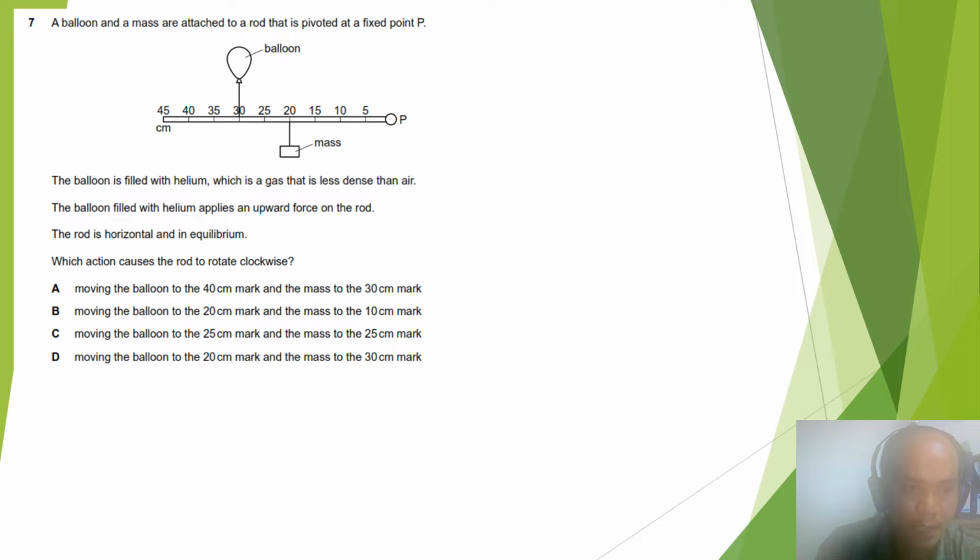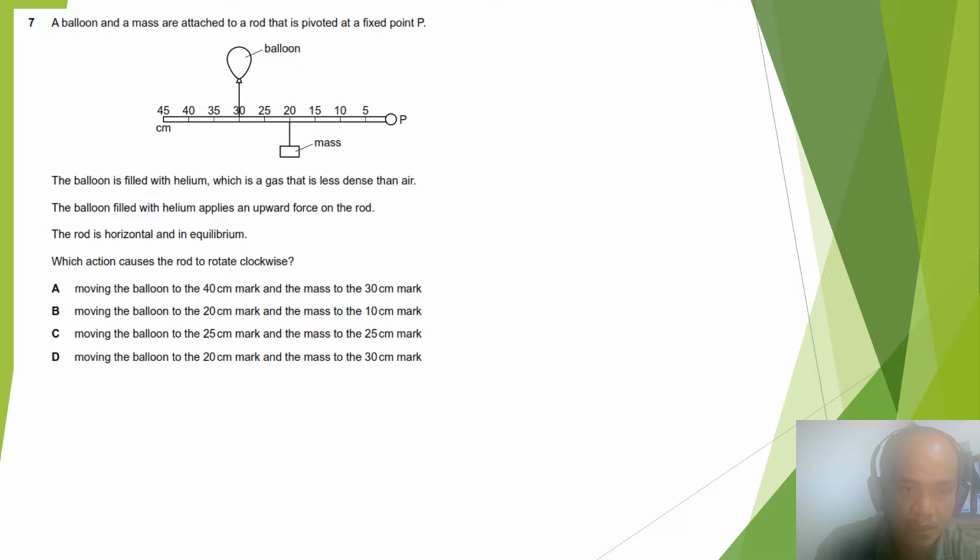A balloon and a mass are attached to a rod that is pivoted at a fixed point P. The balloon is filled with helium, which is a gas that is less dense than air. The balloon filled with helium applies an upward force on the rod. The rod is horizontal and in equilibrium. Which action causes the rod to rotate clockwise?